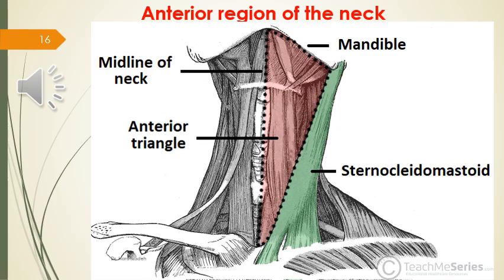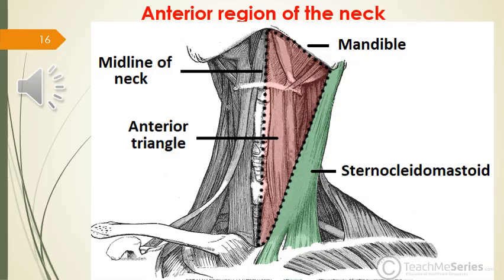Okay, here we have a region in the neck called the anterior triangle of the neck. This triangle has some borders. In the superior, the lower border of mandible. In the medial, the midline of neck. And in the lateral, the anterior border of SCM muscle. You can see these borders in the picture. This is the anterior triangle of the neck.